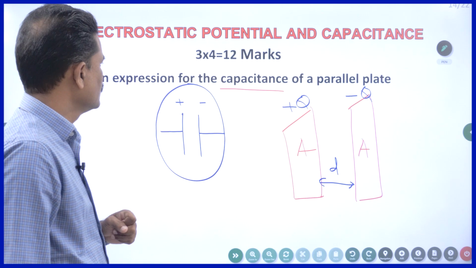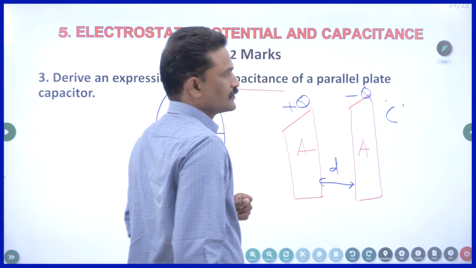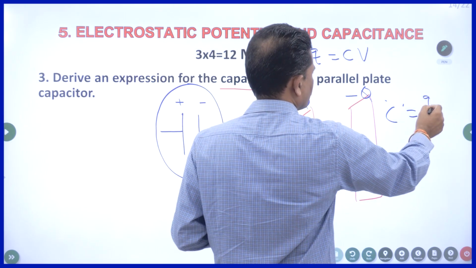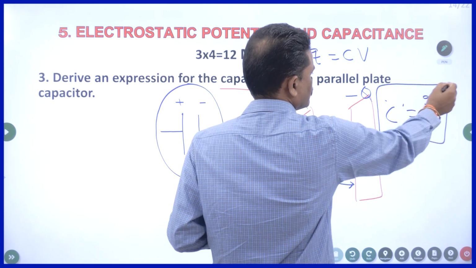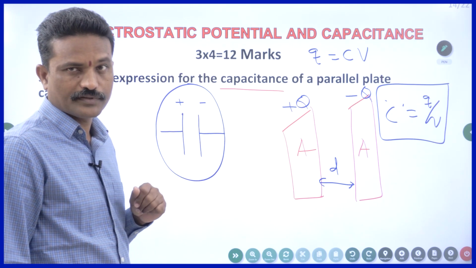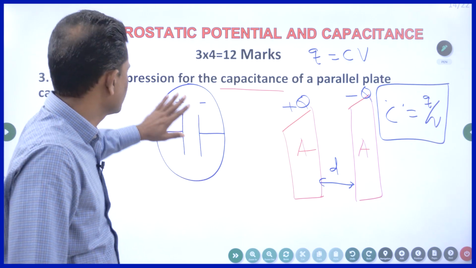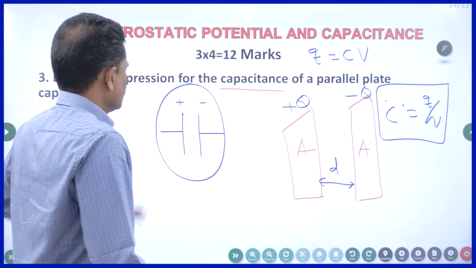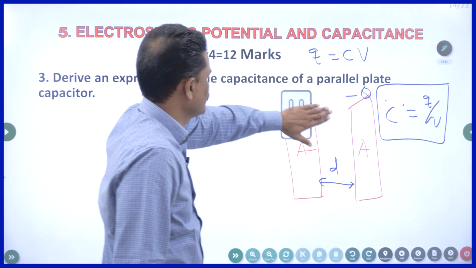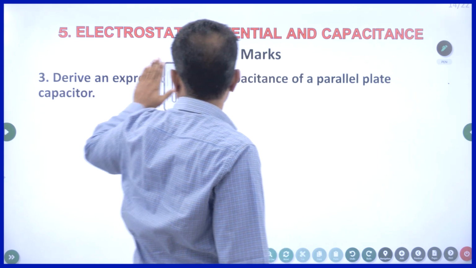Is this clear? Now, capacitance is given by C. So, Q is equal to CV. You should remember, C is equal to Q by V, charge over the potential of a conductor. The ratio of charge and the potential of the conductor is called capacitance. These are the basics you are supposed to know, right? Now, we will try to derive the formula or the expression for the capacitance of a parallel plate capacitor.